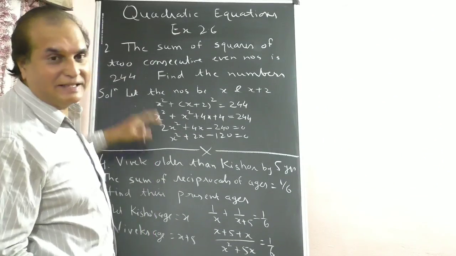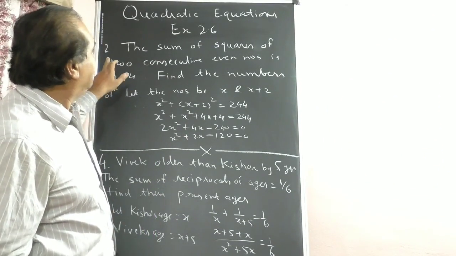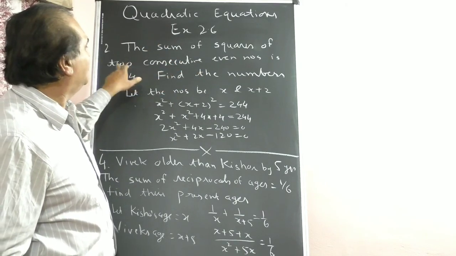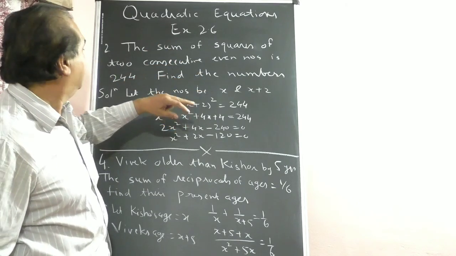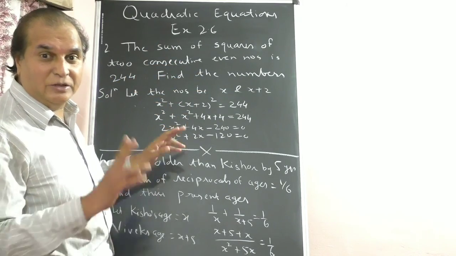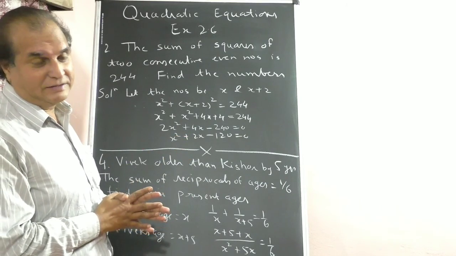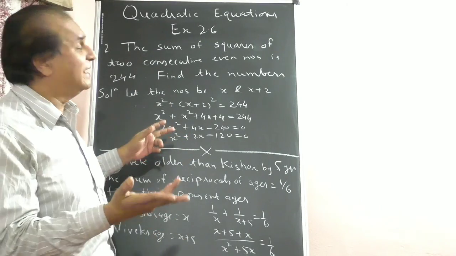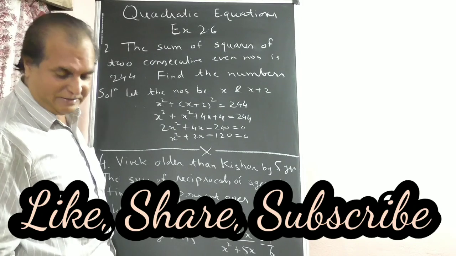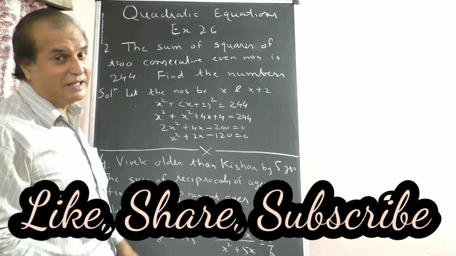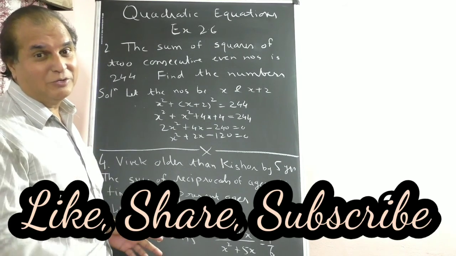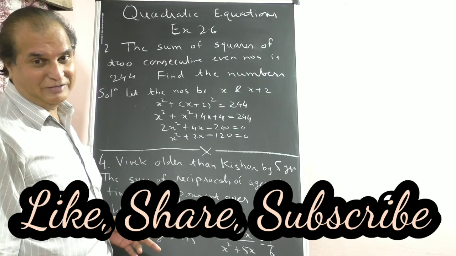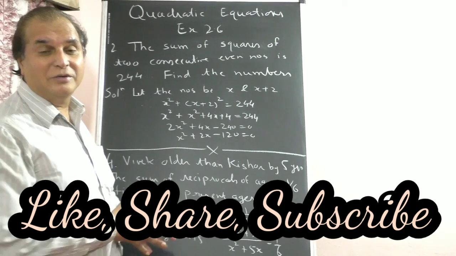See, second sum. The sum of squares of two consecutive even numbers is 244. Two consecutive even numbers, and the condition is the sum of their squares. I am just explaining the sum to you. You have to solve it. Unless you do, how can you go ahead?